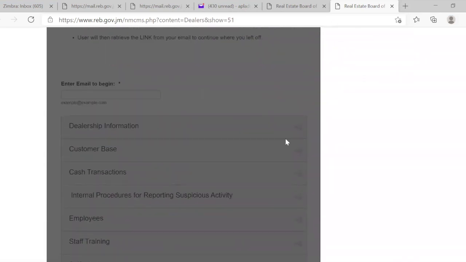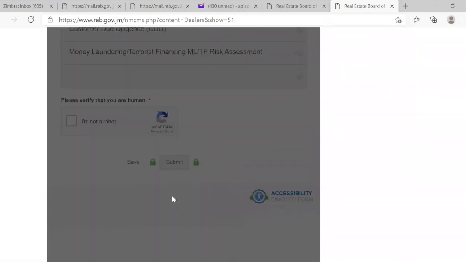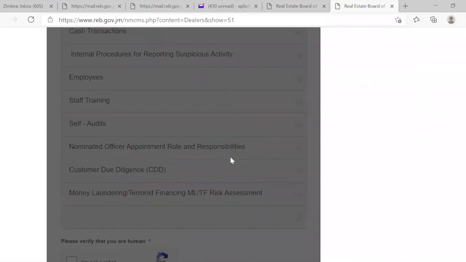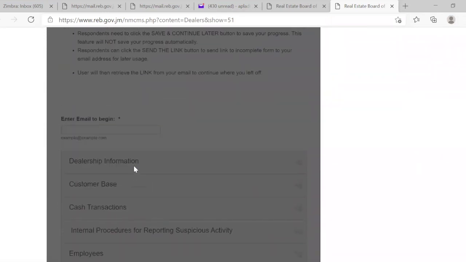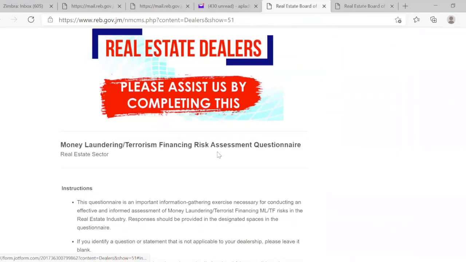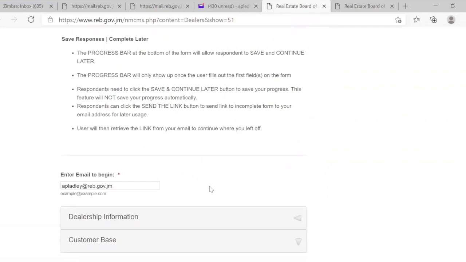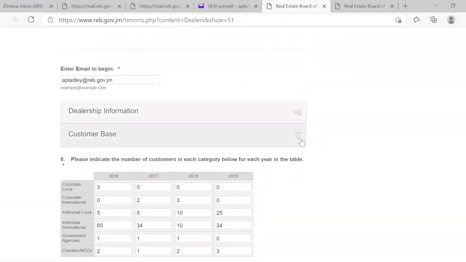The questionnaire is quite lengthy, and it may be a requirement for you to save the questionnaire and go back to it at a later date. All right. So basically, this is what it is saying here. Save response, complete later. The progress bar at the bottom of the form will allow the respondent to save and continue later, and then you can continue to read the rest of the instructions there.